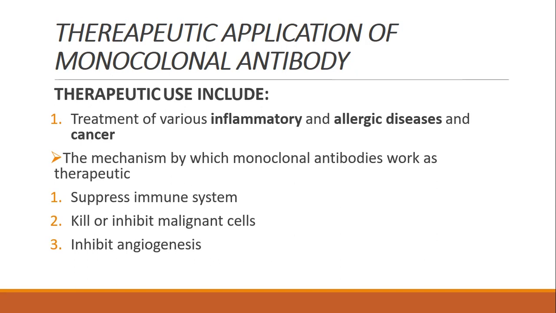Now, therapeutic uses include treatment of various inflammatory and allergic diseases and cancer. The mechanism by which monoclonal antibodies work as therapeutics is by suppressing the immune system. Why? Immune suppression is required in autoimmune diseases like rheumatoid arthritis and many other cases. They kill or inhibit malignant cells, targeting the cancer cells and helping destroy them. We can mask specific receptors so that they do not get hyperactivated by a ligand that can trigger cancer formation. So inhibition of cancer can also be done, as well as inhibition of angiogenesis. This is all a monoclonal antibody can do.